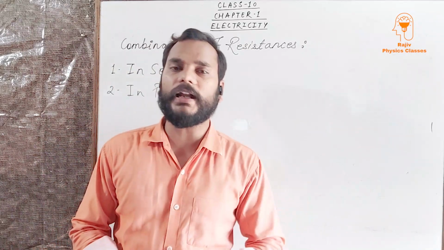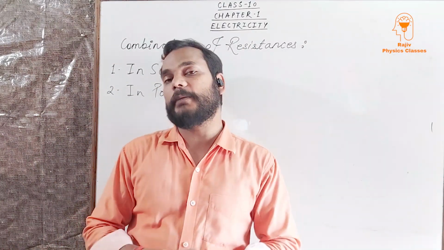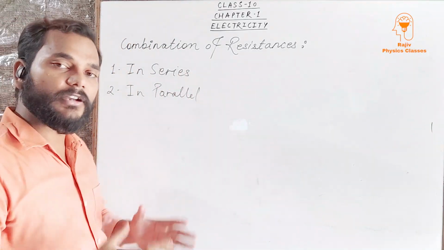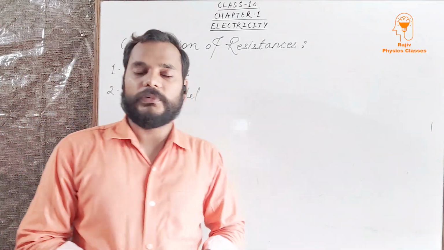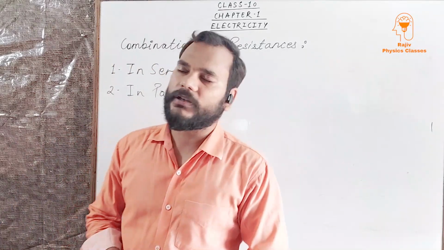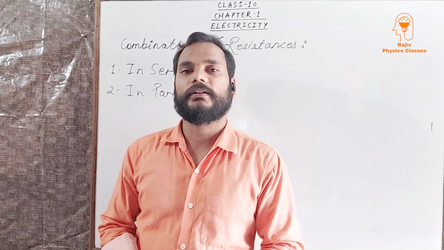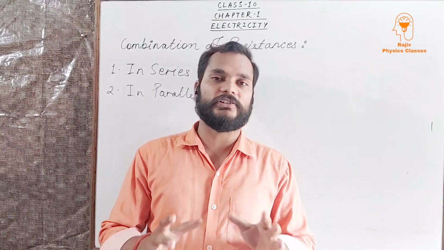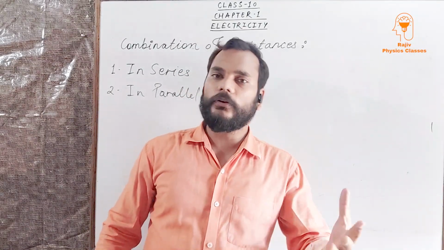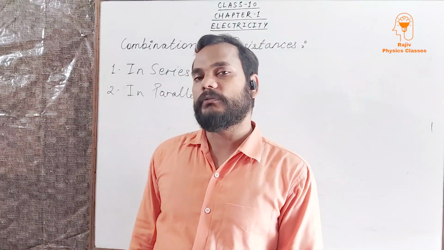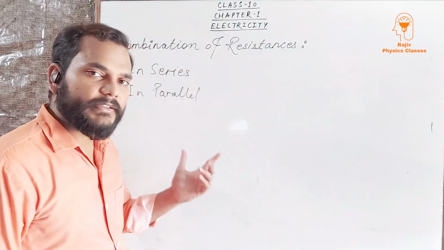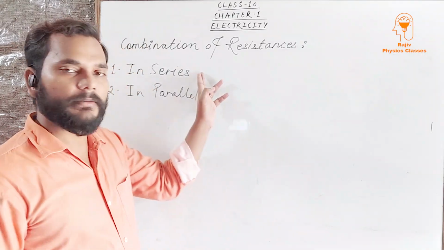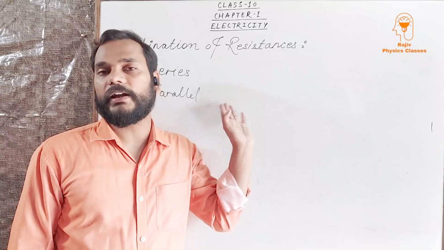As I told you in the starting, Ohm's law is the heart of this chapter, but we cannot forget this topic of the chapter, which is the combination of resistance. From the numerical point of view, this topic is very, very important. Note that. Without understanding these 2 topics, we cannot solve the numericals of this chapter. Okay, so let us start with the combination of resistances. Two resistances can be combined in only two methods. Either they can be combined in series or in parallel.